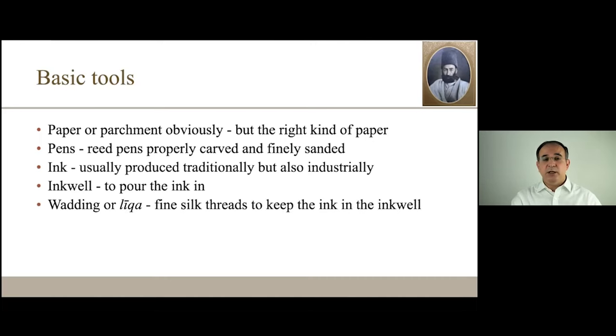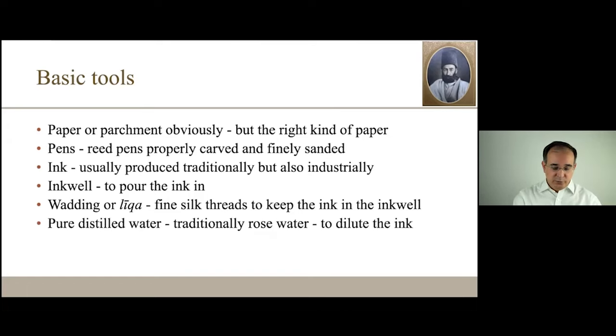We need something called the wadding or the liha, which are fine silk threads in order to keep the ink together in the inkwell so that it doesn't spill, so that you can actually control the flow of the ink on the pen when you're doing the calligraphy. We also need pure distilled water. Now, traditionally it used to be rose water to dilute the ink.